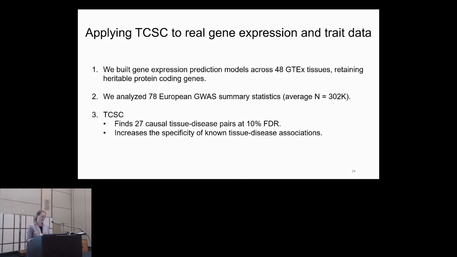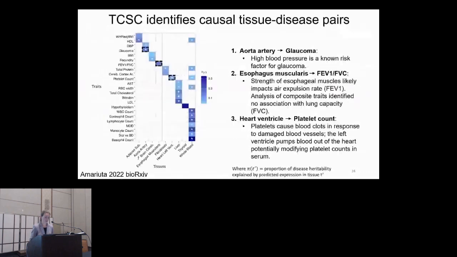So then we analyzed 78 independent European GWAS summary statistics with a large average sample size. And as a result, at 10% FDR, TCSC is able to find 27 causal tissue-disease pairs. I don't have this on the slide, but it's able to identify 30 causal tissue-trait pair covariance results. And ultimately, it increases the specificity of known tissue-disease associations, which I'll get into with some examples in the following slides.